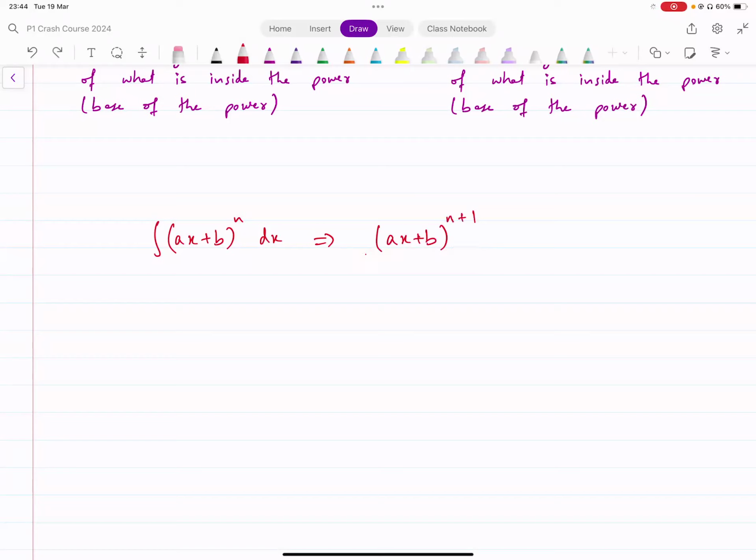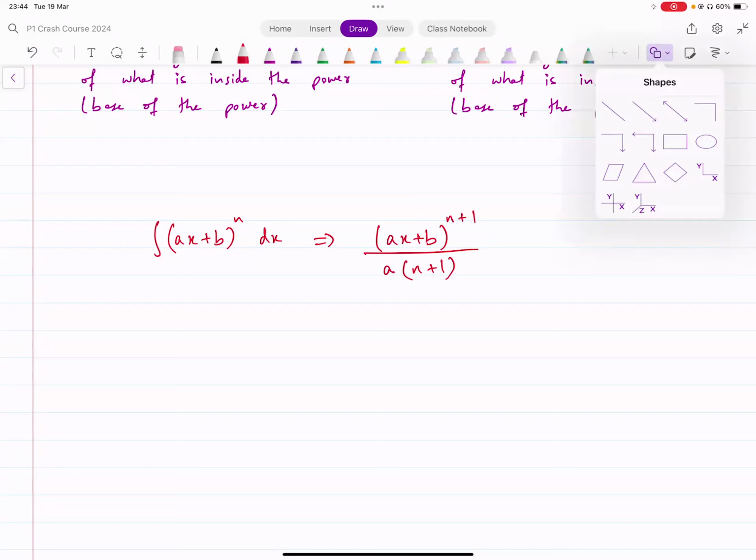Divide by that new power. You divide by n plus 1. And also divide by the derivative of what is inside the power. What's the derivative of ax plus b? It's a. So you also divide by a. That's the rule that you have for integration now.